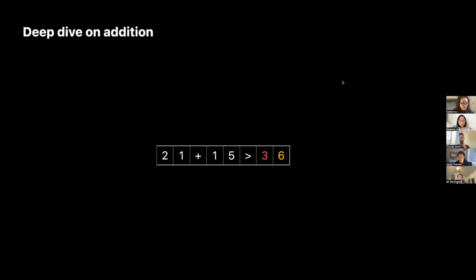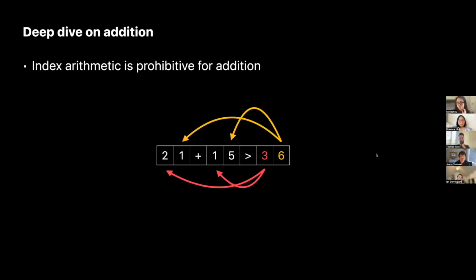We don't have too much time left, so I'll go maybe a little bit quicker, but this is a very interesting deep dive on addition. How do we solve addition through these insights? We mentioned before that the index arithmetic is the difficult part of addition, this ability to refer to the correct tokens for each step.